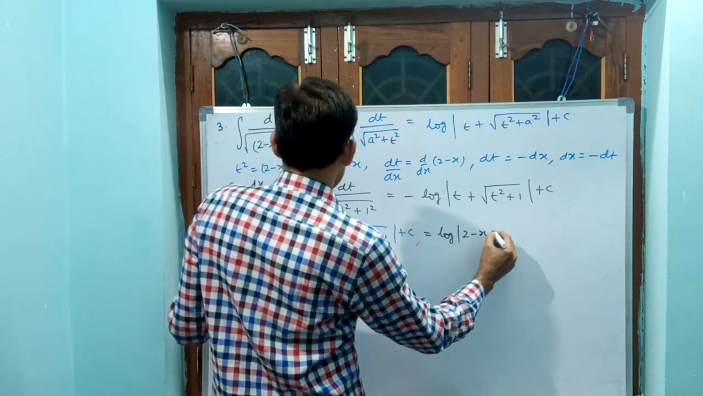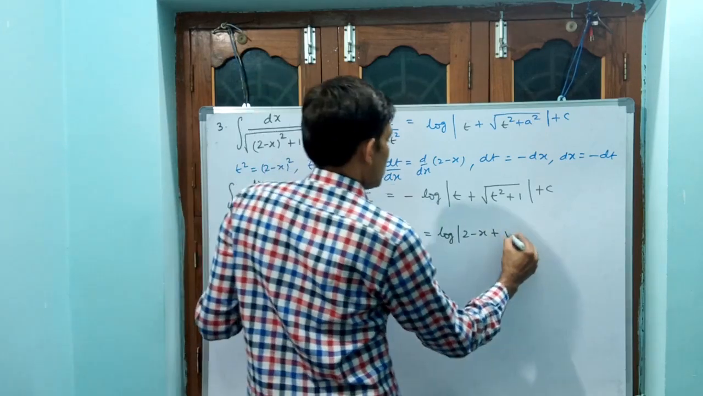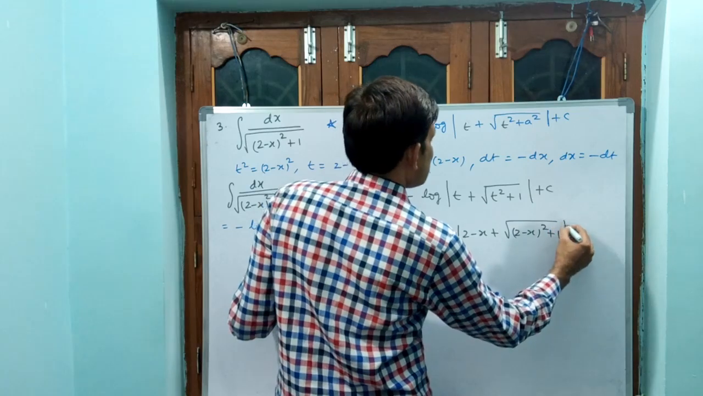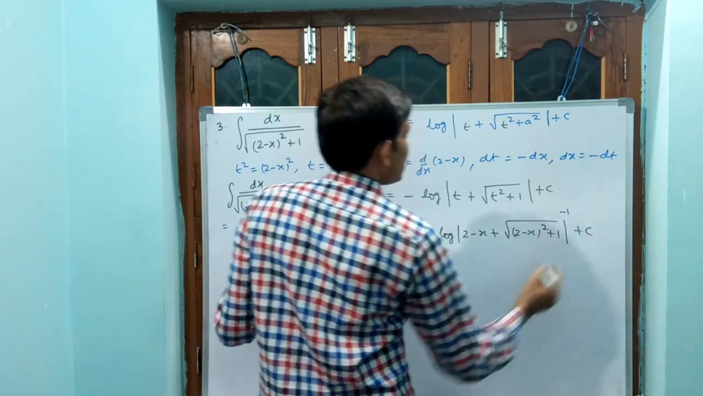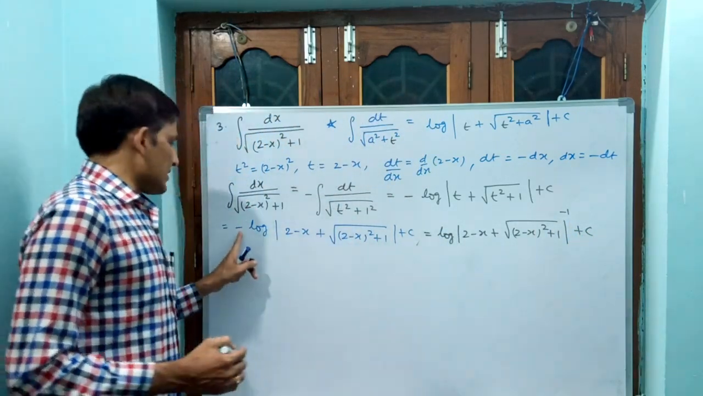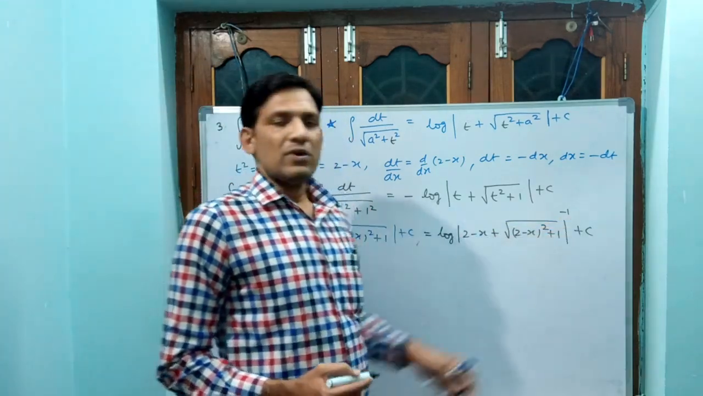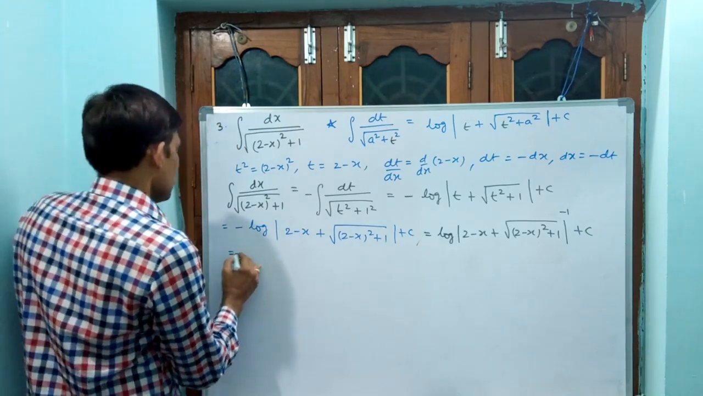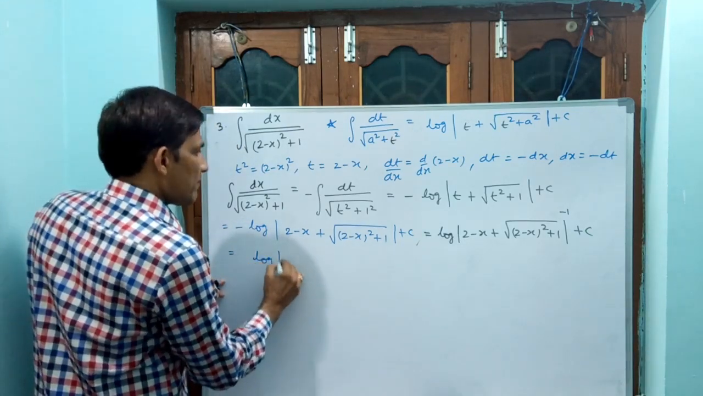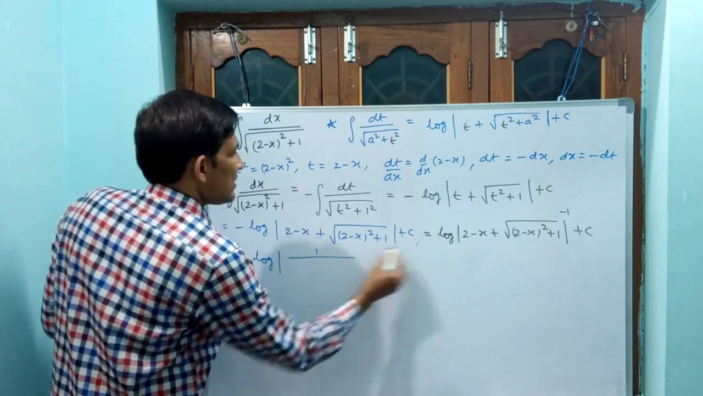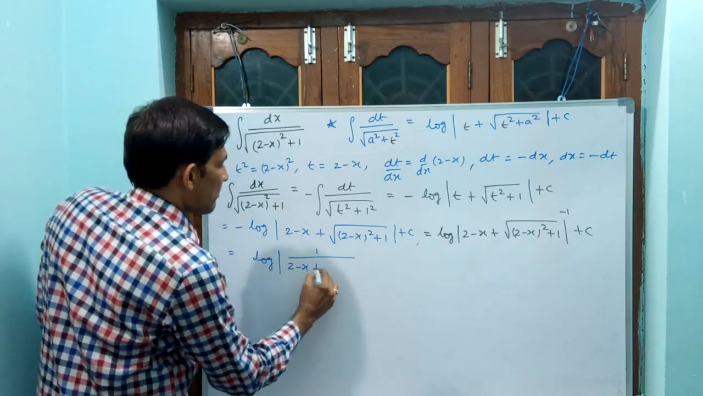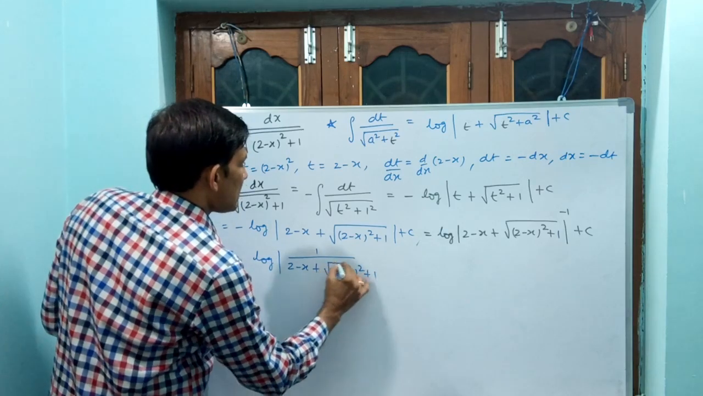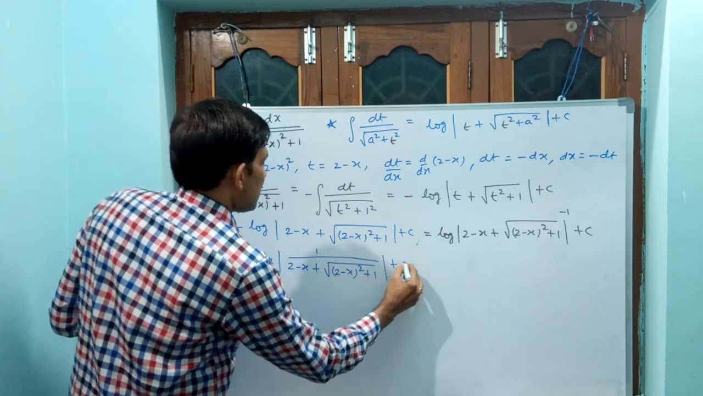Log of 2 minus x plus square root of 2 minus x whole square plus 1, power minus 1, plus c. You see here, minus is not there. This minus I have sent to the top, like log m power n. If that is the case, how can you rewrite this? You can rewrite like this again: log of 1 by, all will go in the denominator, plus square root of 2 minus x square plus 1, plus c. Is it okay?